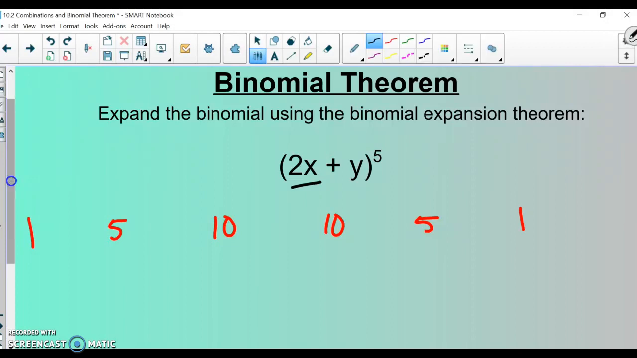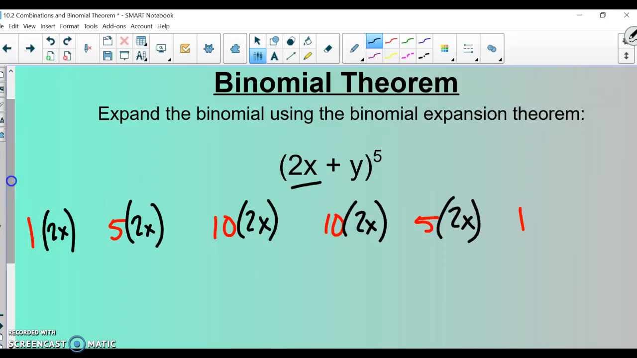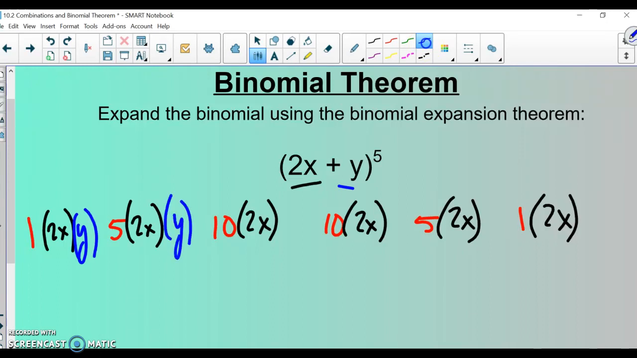Then I'm going to go to the first term, which is 2x, and I'm going to write that after each of these numbers I've written, after each of these essentially coefficients. 2x, I'm going to put it in parentheses each time. 2x, 2x, 2x, and 2x. My b term is y. I'm going to put that in parentheses right after it. Y, y, right, so on and so forth.